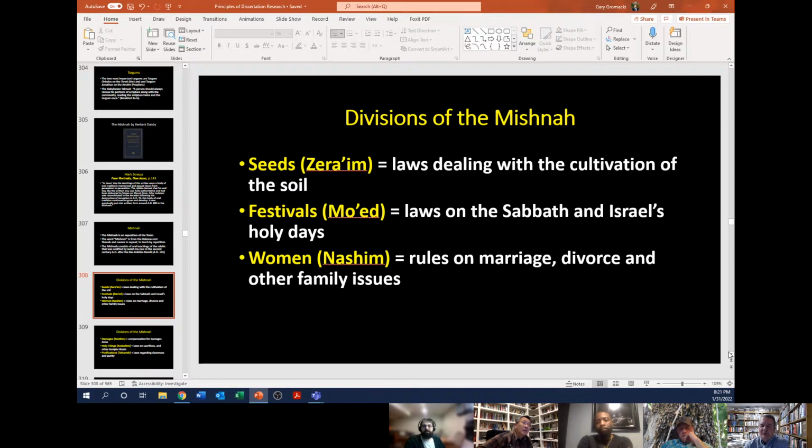Festivals, the laws on the Sabbath and Israel's holy days. I just shared with you a book by Arnold Fruchtenbaum on that. Divisions of the Mishnah: one on women, Nashim, rules on marriage, divorce, family issues. Be interesting to see that. If you're doing a paper on marriage and divorce, you'd want to look at that.